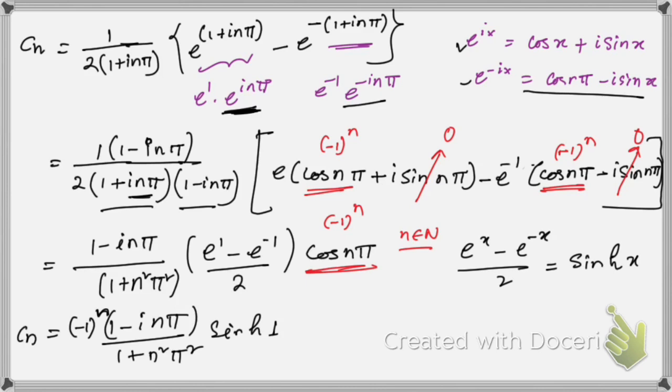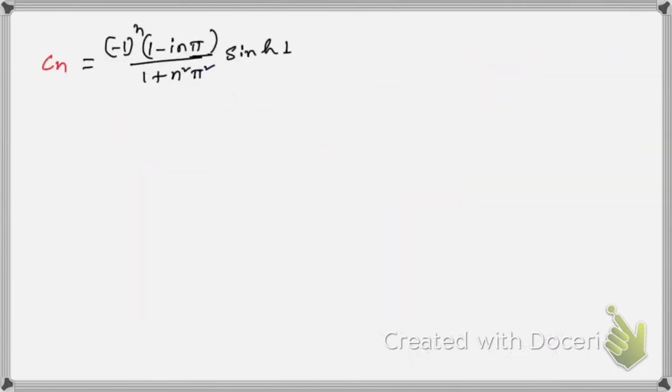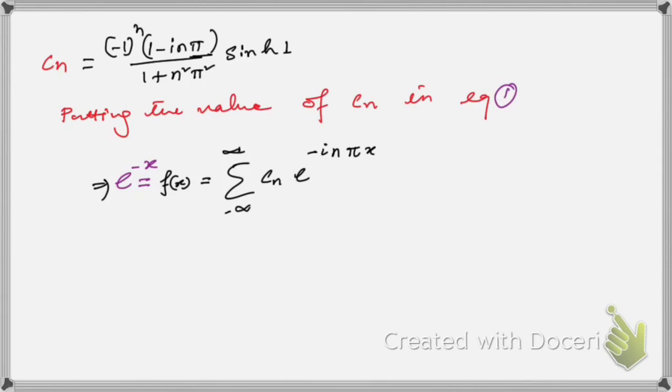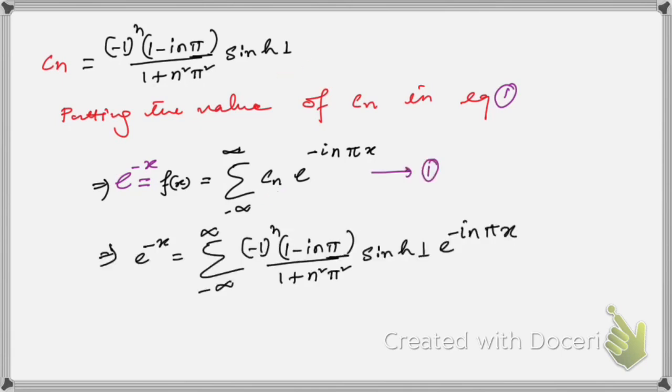Let me copy this value of Cn and go to the next slide. Here is the result, and if we put this value of Cn in equation number 1 and replace Cn by this value, then you will get this result. This is the complex form of this function, with sine hyperbolic 1. So hope you have understood.